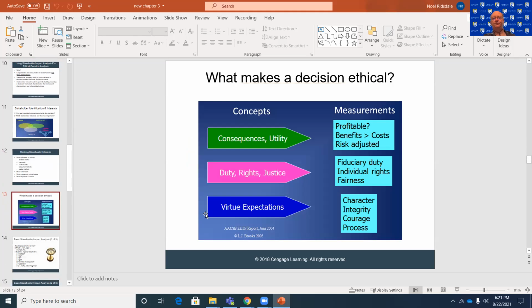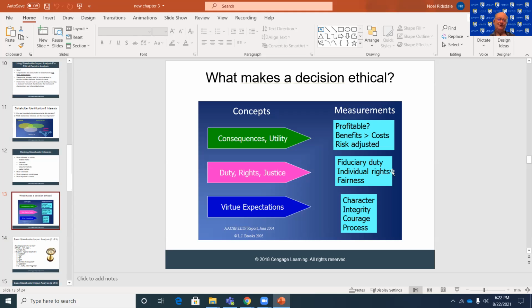So when we look at this one, again, we're back to those philosophical questions. This is how you're measured and how well your ethical decision making works. Okay, profitable, benefits over costs, and was the risk adjusted? You have a fiduciary duty responsibility if you work for a company. And then on top of that, you have individual rights and you have fairness. Now, in this day and age, which one of those weighs more than the other? I would hope it would be fairness, but sometimes it seems to be individual rights these days. And you're more than welcome to debate that with me.